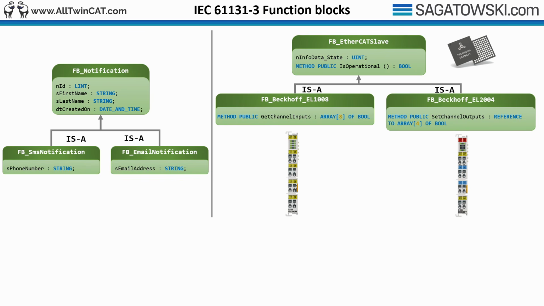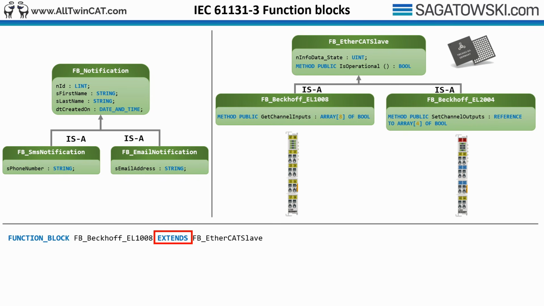Now I've used 2 Beckhoff terminals as examples, but it doesn't have to be a Beckhoff terminal. It can be anything that has an EtherCAT slave controller inside of it. All of them will have the info data state variable, and each one of them will return whether the device is operational or not. We don't have to implement these specifics for each terminal that has an EtherCAT slave controller, as each and every one of them inherits the data fields and methods from the EtherCAT slave controller function block. We'll get back to more details of field buses and EtherCAT in episode 10 of this tutorial.